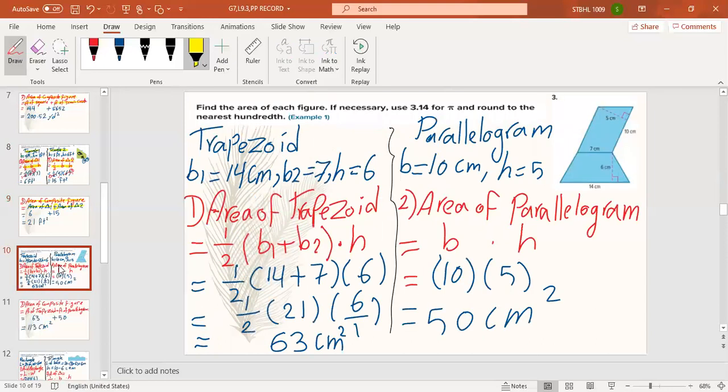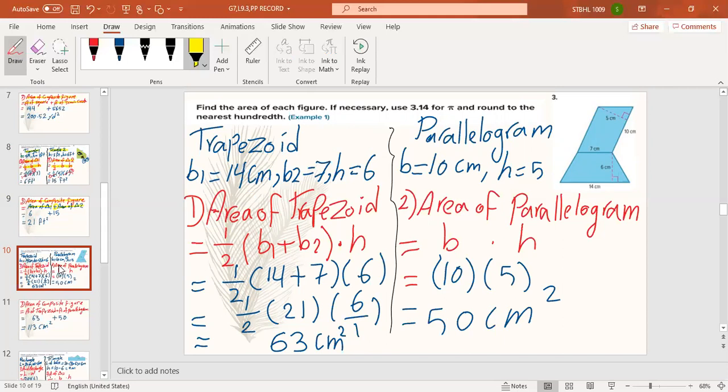Let's move to exercise 3. It's a little bit different. Find the area of each figure, and the figure here is a composite figure. Use pi equal 3.14. It's very clear that we will not use pi in this question. There is no circle or semicircle, so ignore pi here. And round to the nearest 100. Let's take a look at this composite figure.